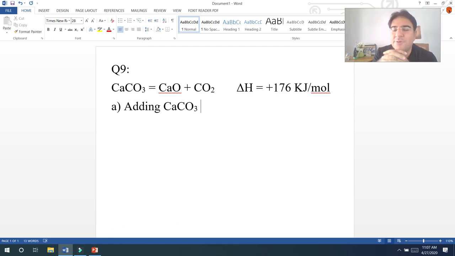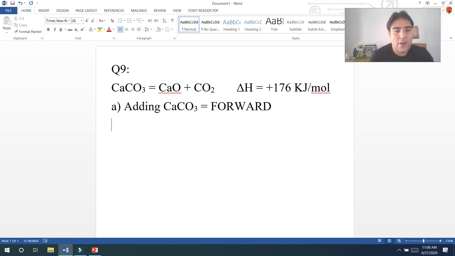If you add CaCO3, what's going to happen? The reaction will go away from CaCO3. It will go in the forward direction. All right. Got it? Because increasing CaCO3 will cause the ratio of products upon reactants to change. This is what you're going to write in your answer: by increasing CaCO3, the ratio of products upon reactant will decrease from the value of Kc, and in that case, in order to reach Kc, reactant will be consumed and you will get more products. So this is going to be the forward direction.